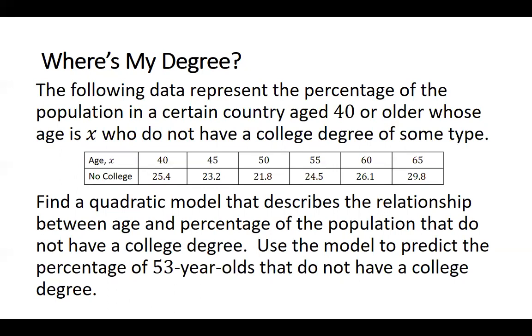So 40-year-olds, 25.4% didn't have a college degree. 45-year-olds, 23.2%. 50-year-olds, 21.8%. 55-year-olds, 24.5%. 60-year-olds, 26.1%, and 65-year-olds, 29.8%. So we've got this data.